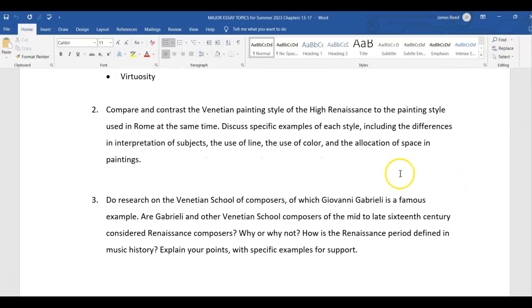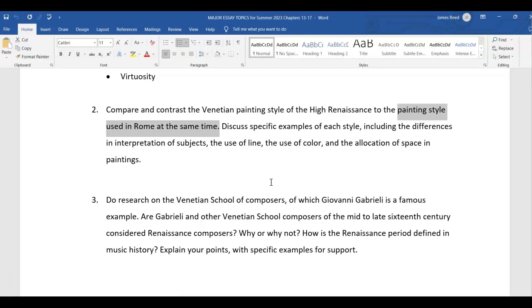The second topic asks you to look at the Venetian painting style. So it's very, very specific in this topic. You're looking at the style of painting that developed in the city of Venice during the High Renaissance. And then you're going to compare that style to the painting style that was being used in Rome at that time. Rome is the center, if you will, of the Catholic Church at this time. And the church was, of course, very much a patron of art. And you had some reactions there with that one.